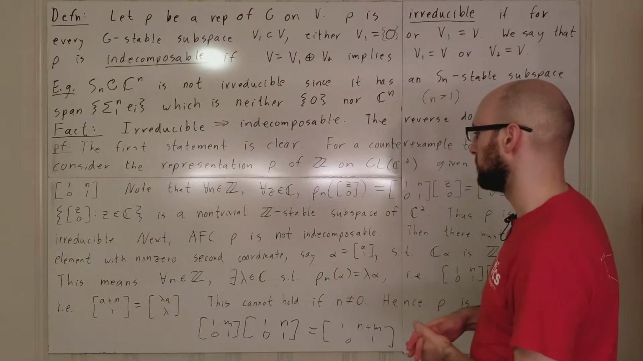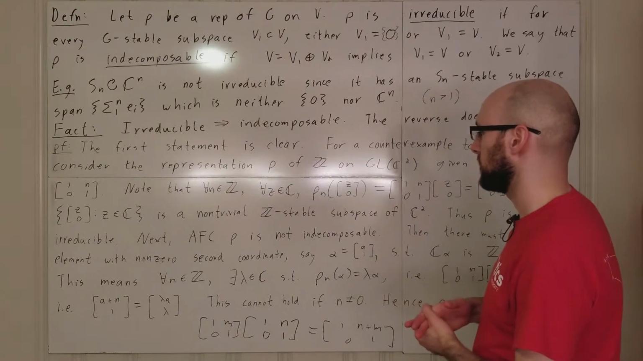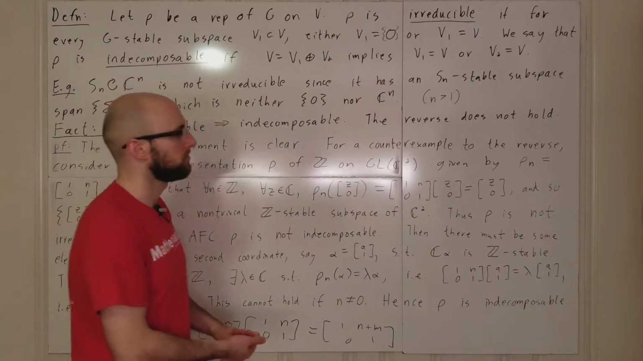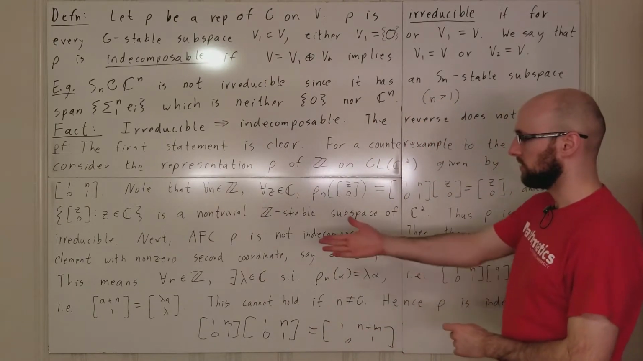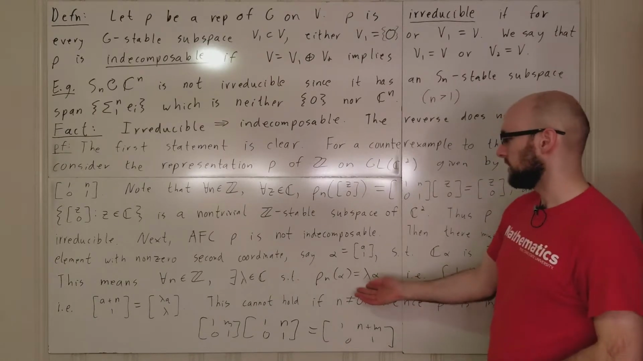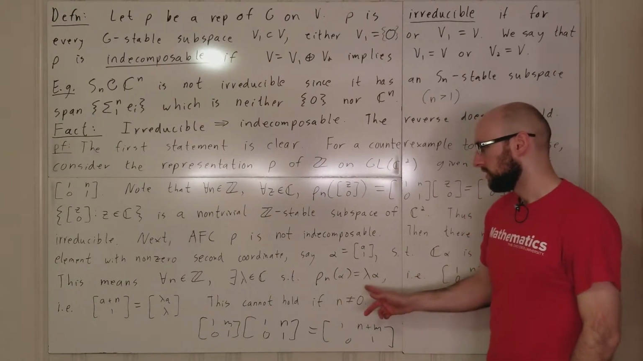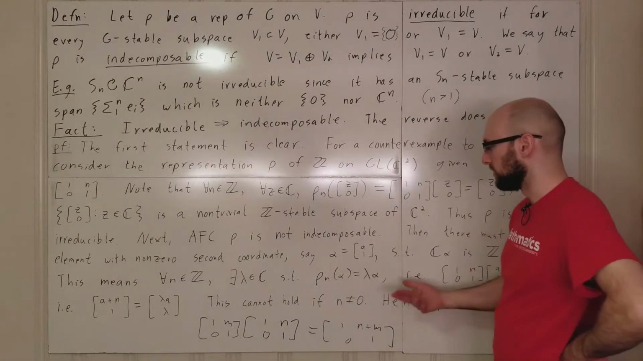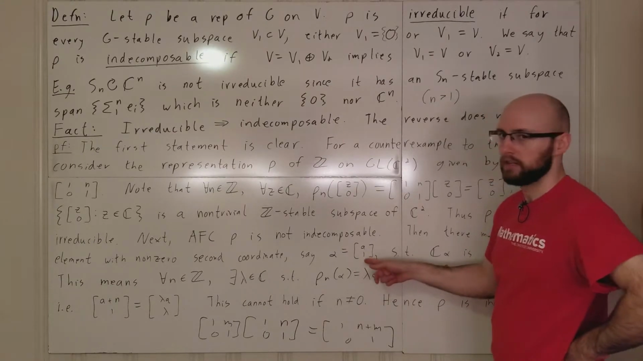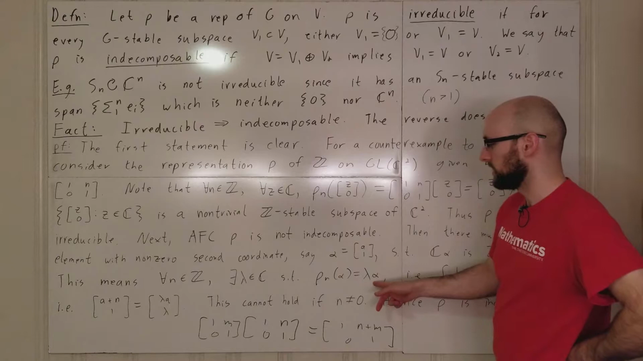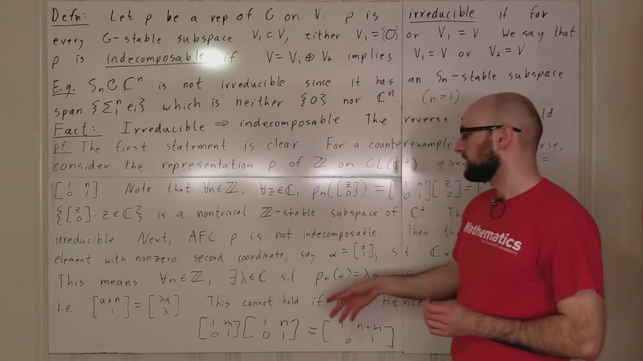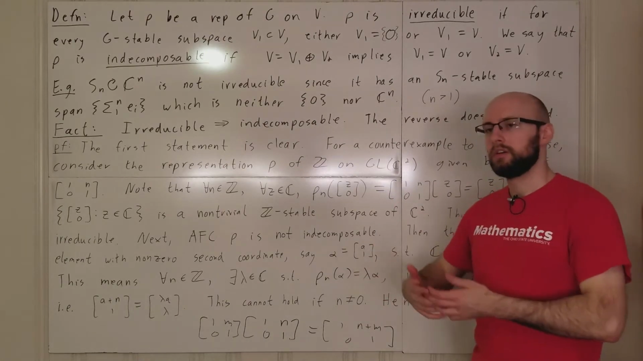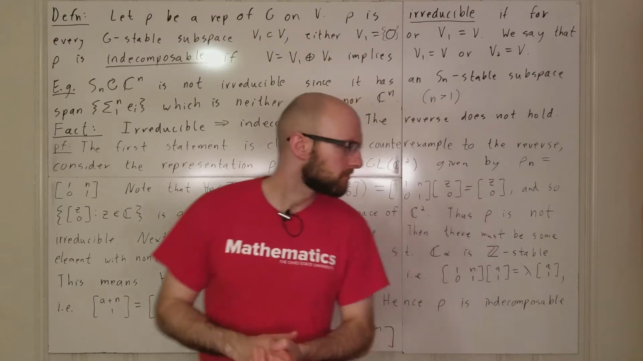Okay, so what does this mean? This means that the span of this vector must be z stable. And in order for that to hold, it must be the case that for every integer n, acting by rho sub n on alpha gives us another element in the span of this vector, i.e. some constant multiple of alpha. I.e., for every n, there exists a lambda such that rho sub n applied to alpha is alpha scaled by that constant lambda.